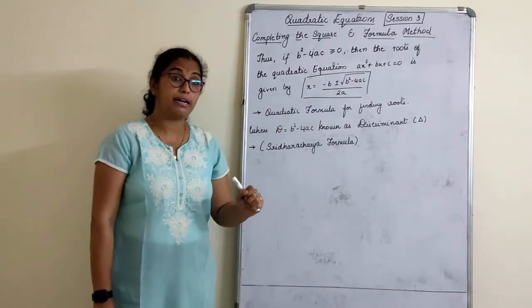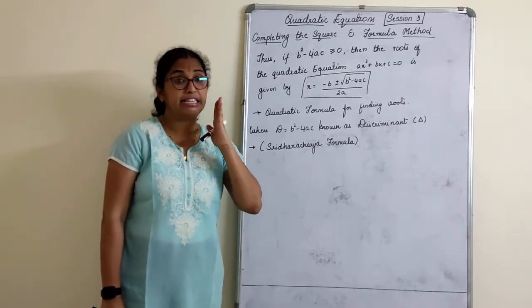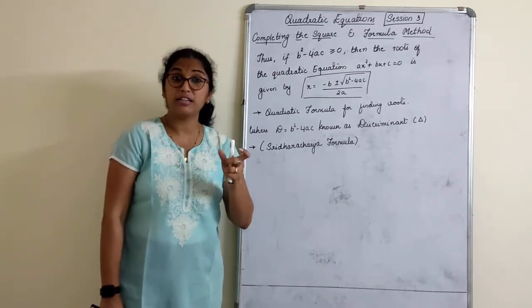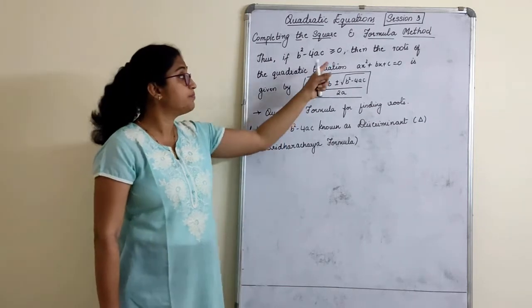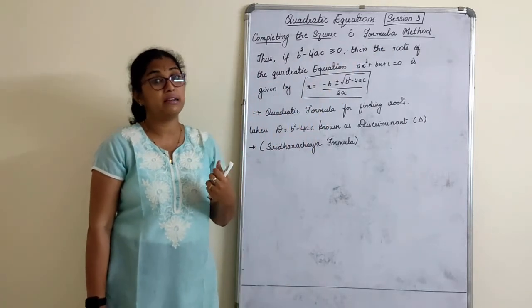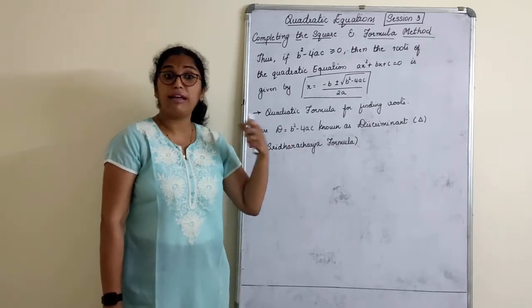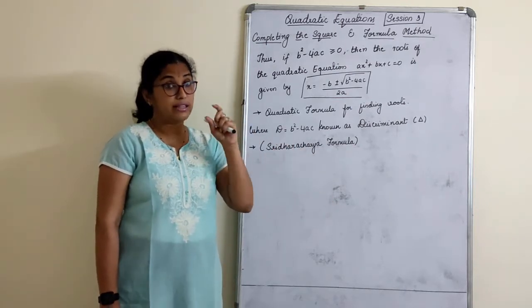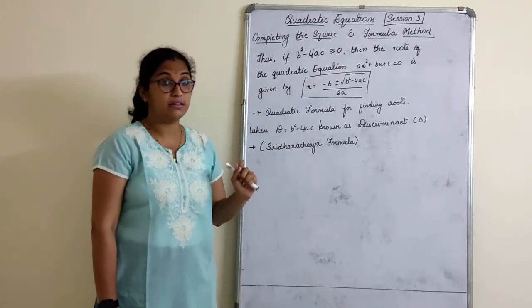When do we use the quadratic formula? We use it where it becomes really very difficult to find the factors of the given equation, or in a particular condition where we multiply the first and last term, we cannot split the middle term, or the numbers are too large, so it is very difficult to find the factors. At that point of time we use the formula method to find the roots.